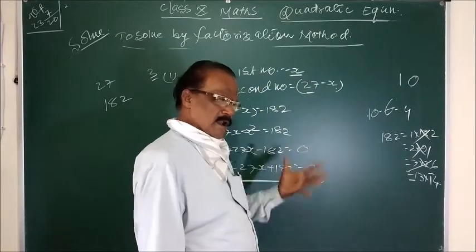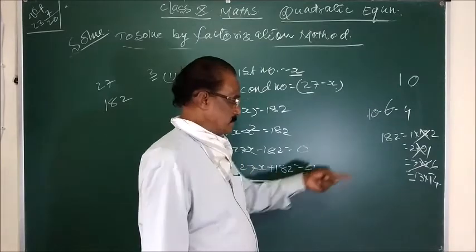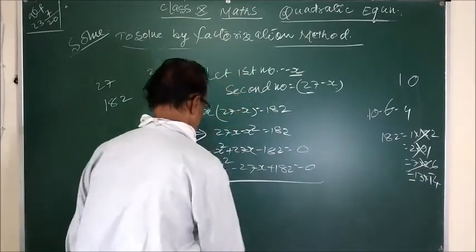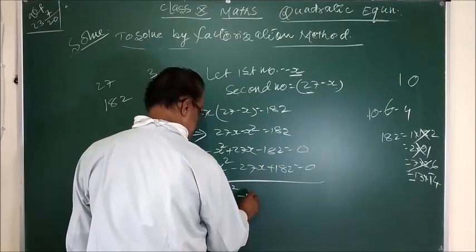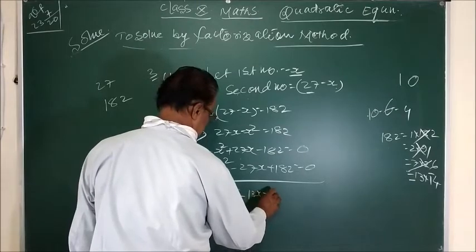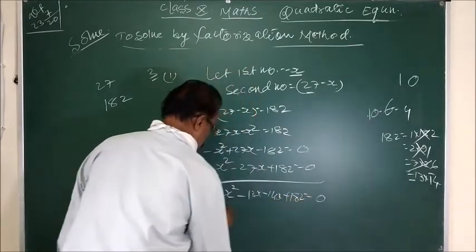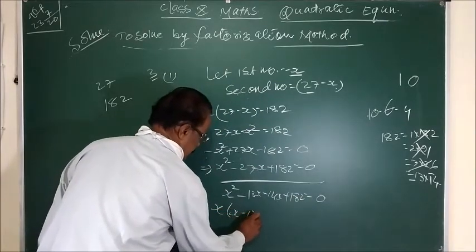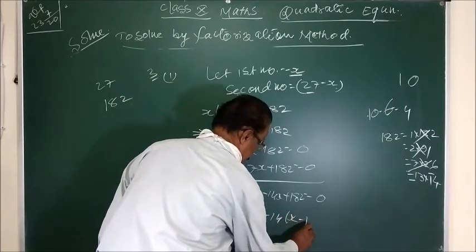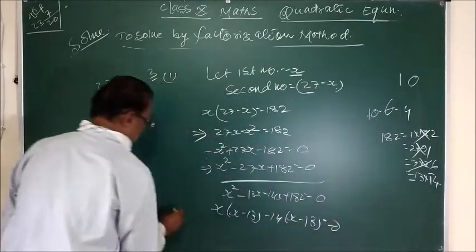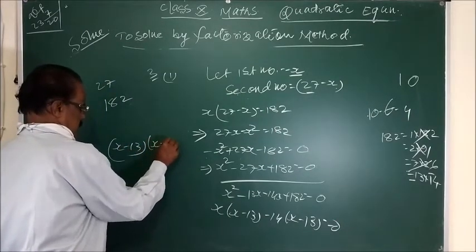The others cannot be. And why can they not be? Understand? Because you have to obtain minus 27. So minus 27 will be minus 13 and minus 14. So you are splitting: x square minus 13x minus 14x plus 182. Now you take common x minus 13. Here minus 14, x minus 13. Now you see x minus 13 and x minus 14.